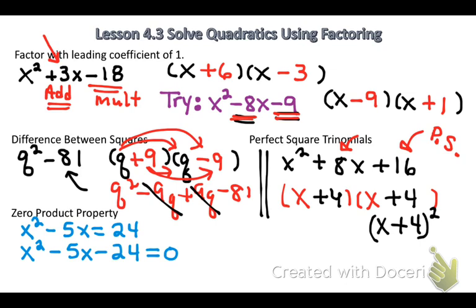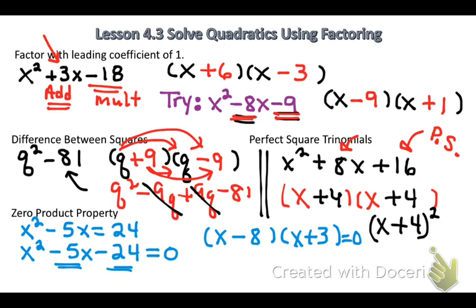We need to find something that multiplies to negative 24 yet adds to negative 5. So we'll create our binomial, set it equal to 0, and we end up with x minus 8, x plus 3. Negative 8 times 3 is negative 24, and then negative 8 plus 3 would get me back to the negative 5.